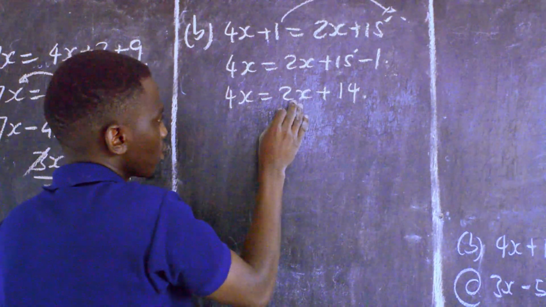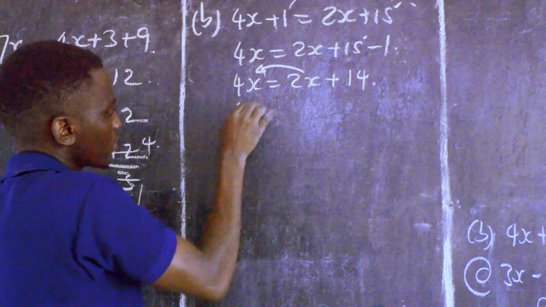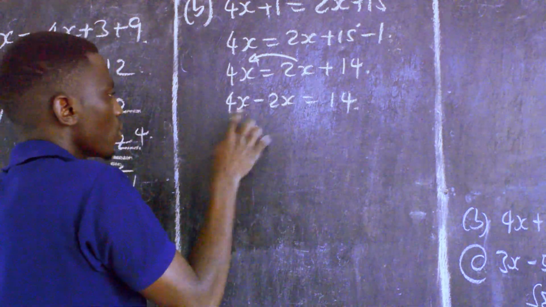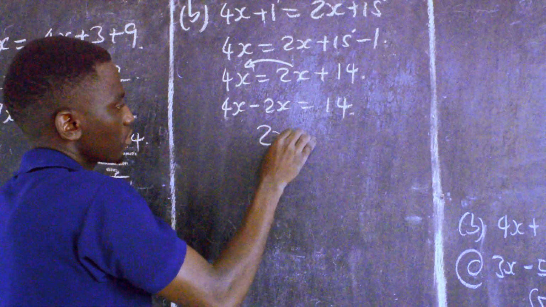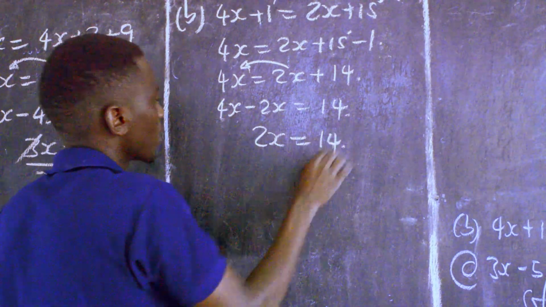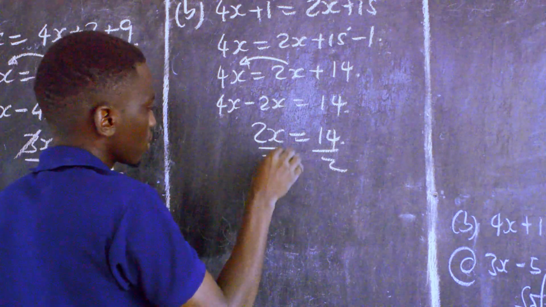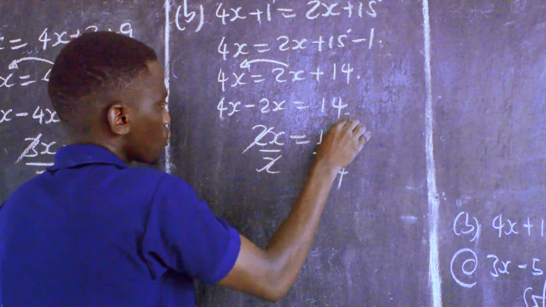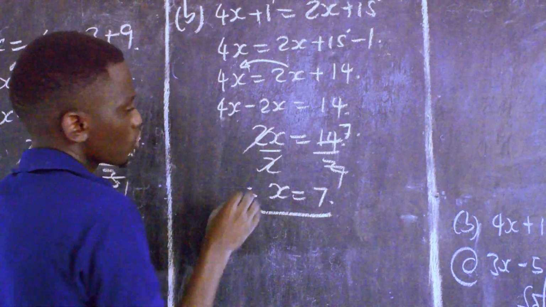But 2x here is positive. Once it comes on this side, it becomes a negative. So you have 4x minus 2x will be equal to 14. 4x minus 2x here you get 2x, which is equal to 14. Then to get the value of x, divide by 2 on both sides. This and this cancel by 2, 14 by 2, 7. So x will be equal to 7.